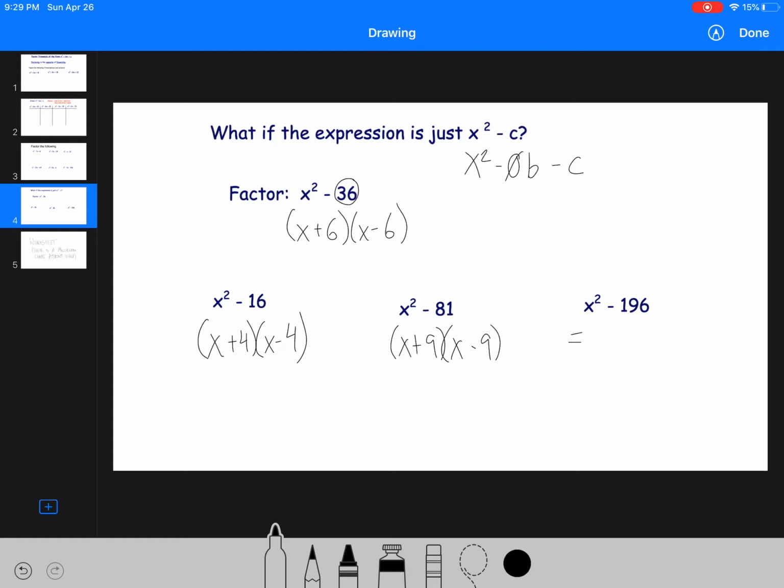And I'm just going through and actually taking the square root of that last number. I'm putting my two brackets, and you'll notice it's the same each time. I've got a plus and a minus, and I'm square rooting the last number, so then we can get our answer.